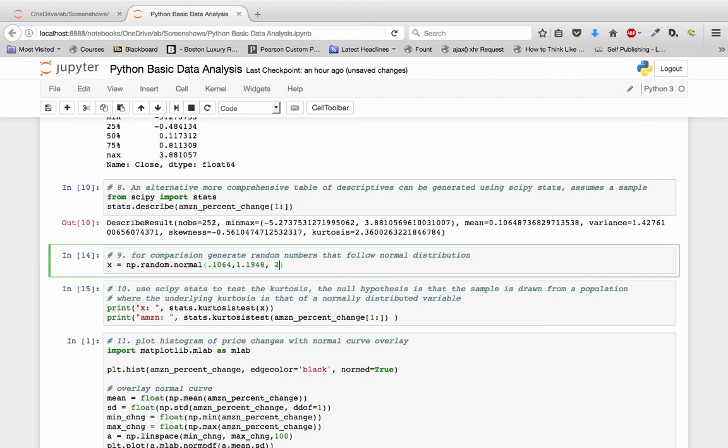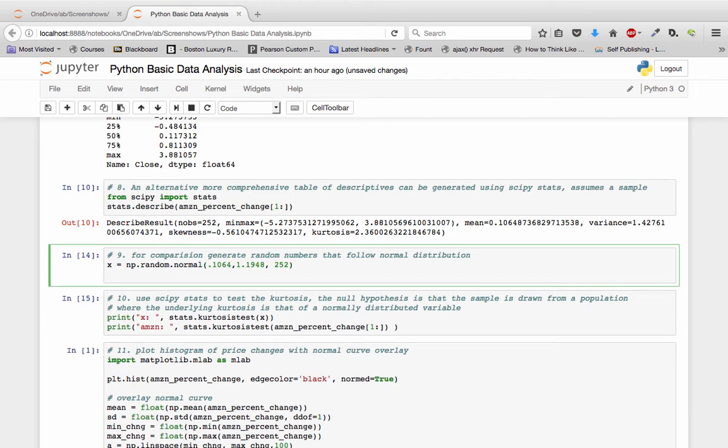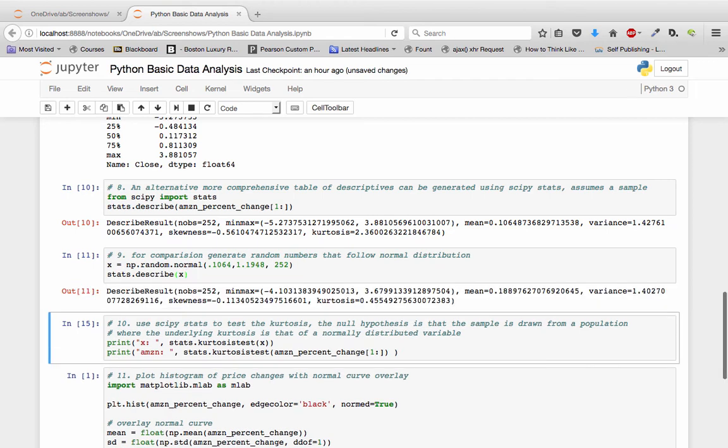Okay, and then we had 252 observations. So I'm going to go ahead and draw a sample of the same size, and then I'm going to use the stats describe on this little data set. When I do that, we can see the values here. Skewness still looks a little bit negative, but it's pretty close to zero. Kurtosis is not exactly zero, but a lot closer than what we got up above.